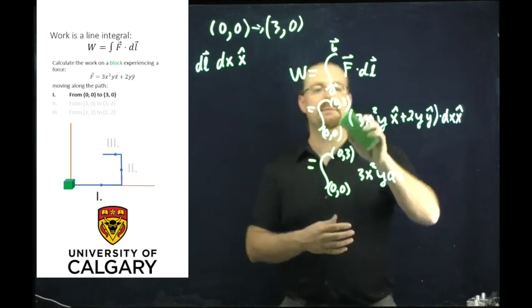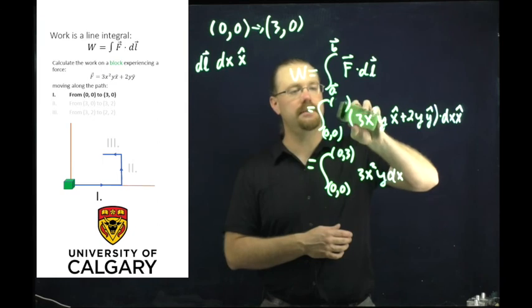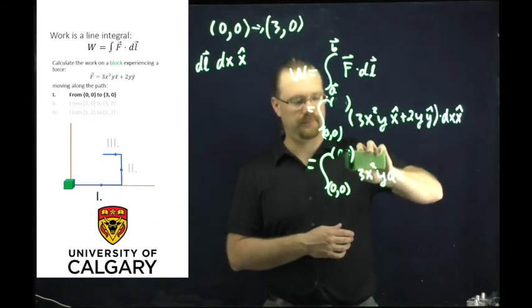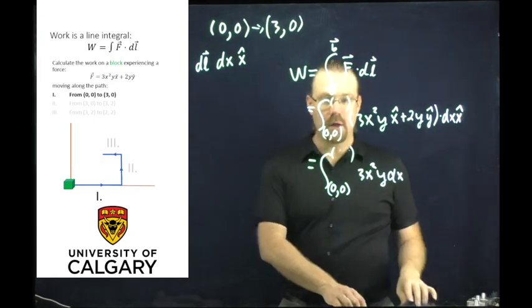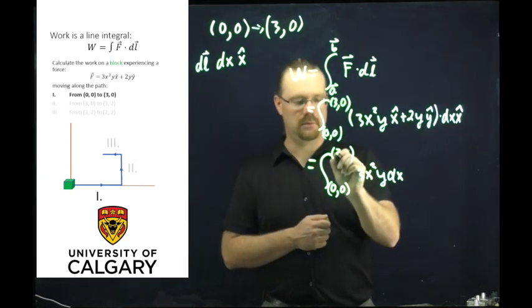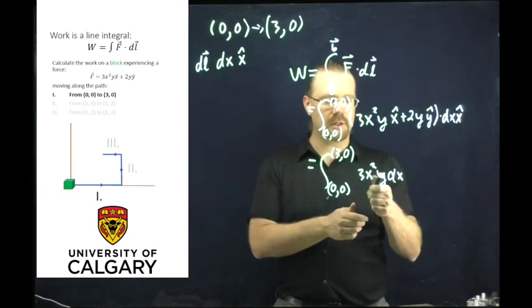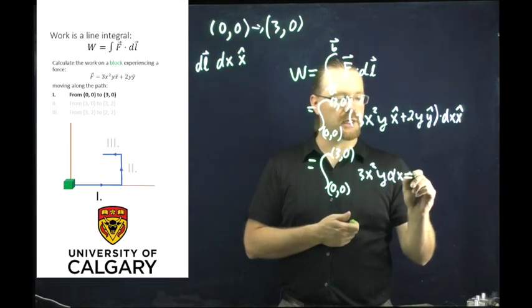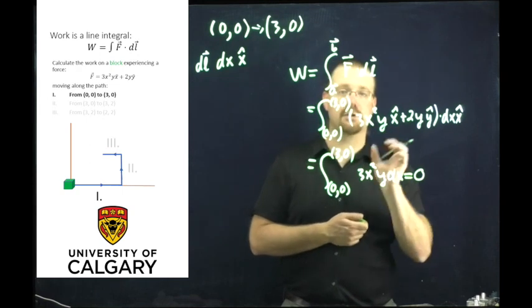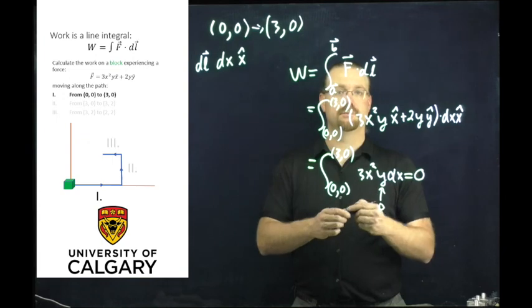Oops, I got my limits backwards here. This is actually 3, 0, not 0, 3. And that's really important because what's going to happen is all the way through, y is going to equal 0. And because y is going to equal 0 all the way through, this entire portion of our line integral is just 0 because y is equal to 0.